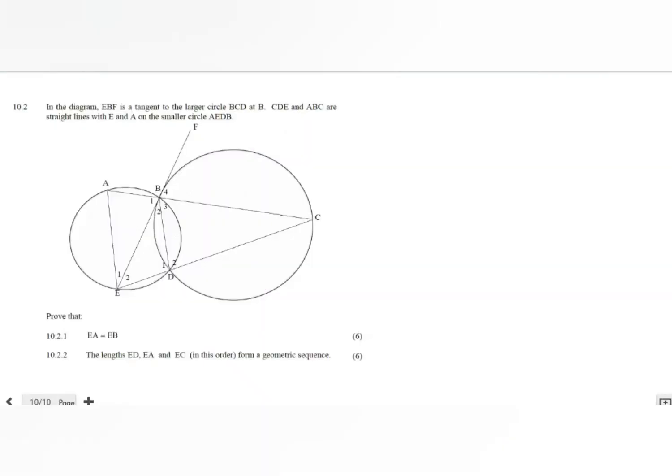Question number 10.2. In the diagram, EBF is a tangent to the larger circle. If they talk about the tangent, then you have to see the tan chord theorem. Tangent and chord, we can see that one, but we are applying the tan chord theorem in the larger circle, isn't it? Then CDF and ABC are straight lines with E and A on the smaller circle.